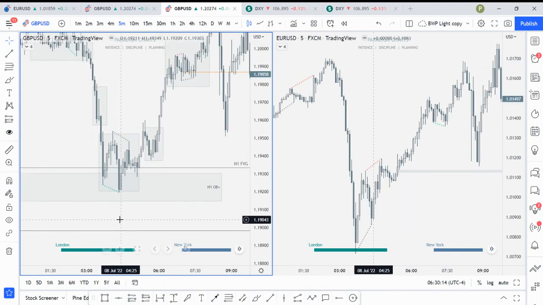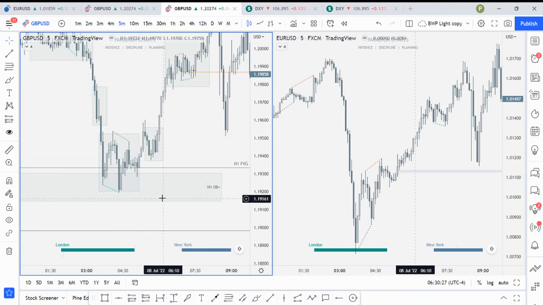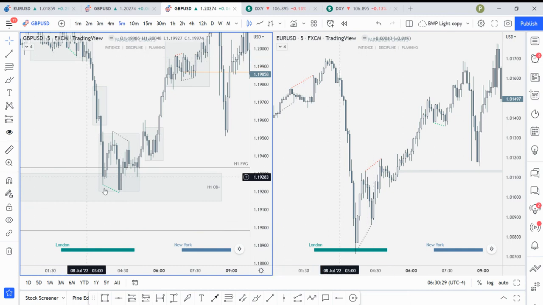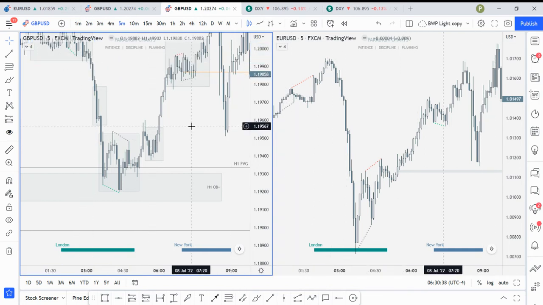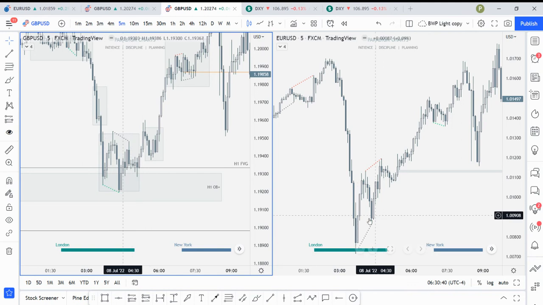Right here, this is a plugin. There's a plugin I'm using that identifies this. It's not always accurate. Sometimes there's a lot of fake SMT divergence, so it's something you have to be careful of. The plugin is SMT divergence by Nephew Sam. So when you add it to your chart, it's going to show you when there is an SMT divergence. But there is a lot of fake signal, so that's something you have to be aware of.